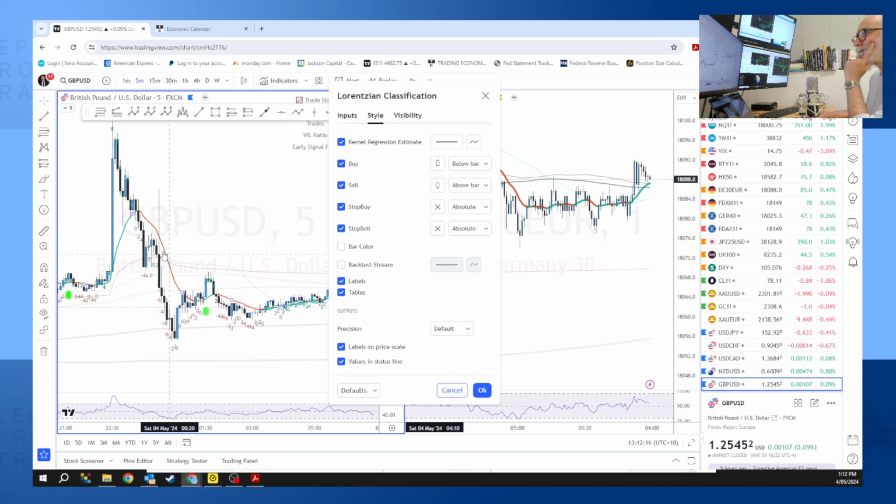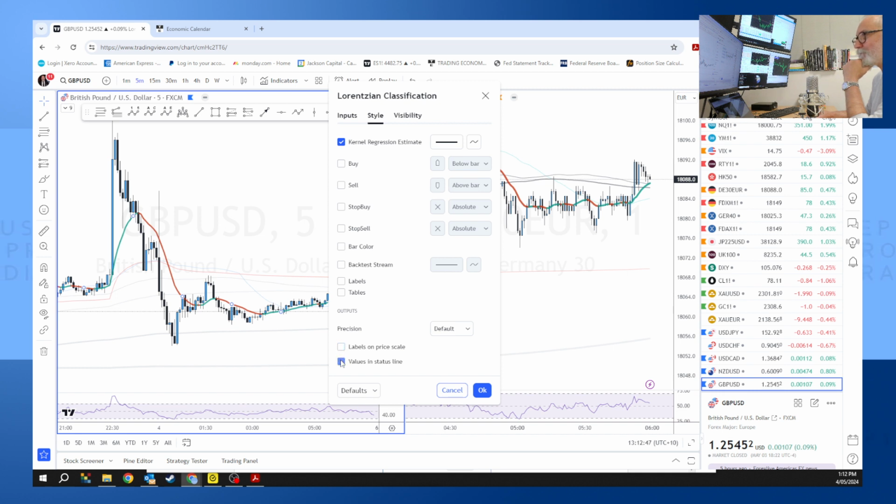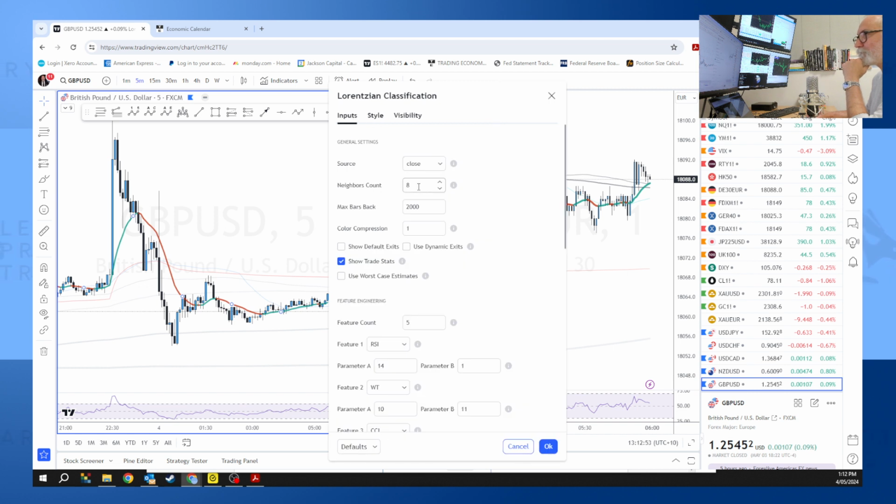What it will do as well, it's got a look back as well. I'm not really interested in the look back, nor the trigger for buying or selling, because these triggers can come in really late. What I am only interested in, and this is just from me playing around with it for 6 months or so, is this kernel regression estimate. Which is basically a fast moving average with a certain look back period. You can see here, this is neighbors count, that's basically a look back.